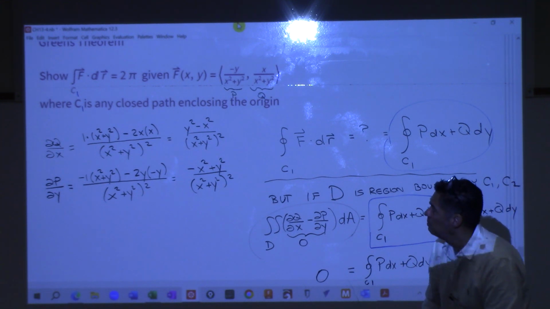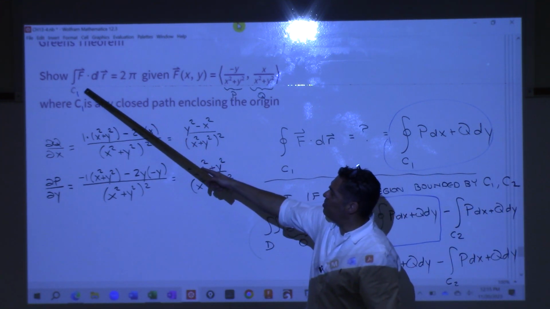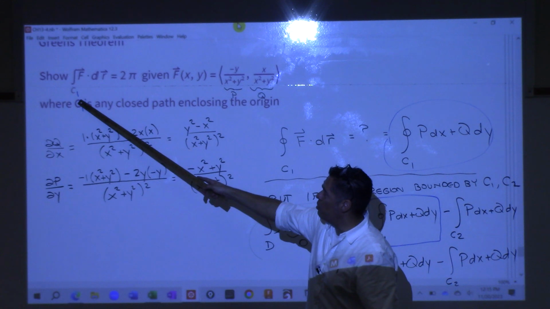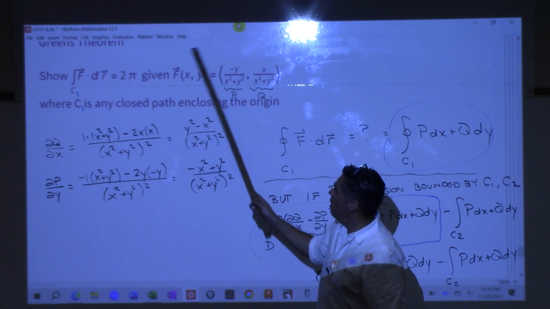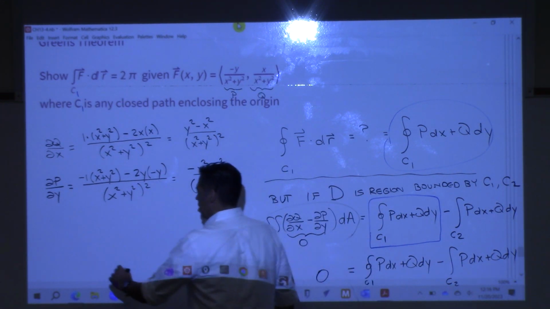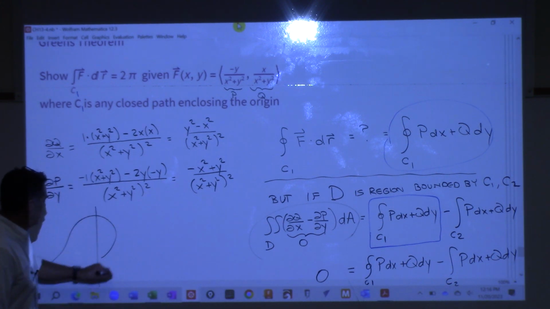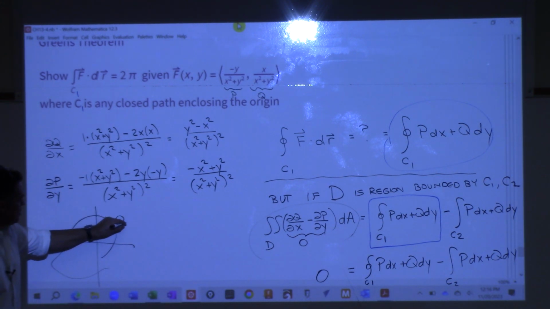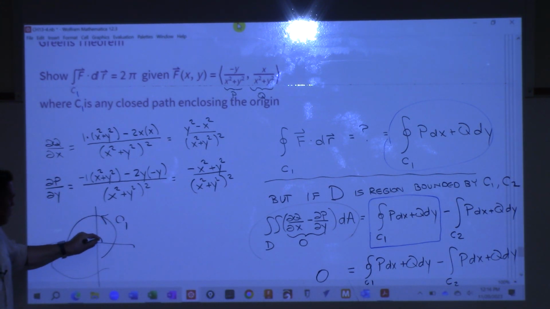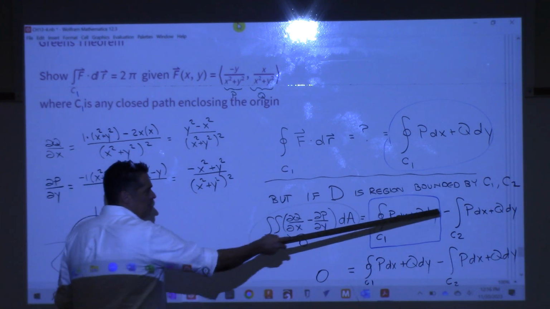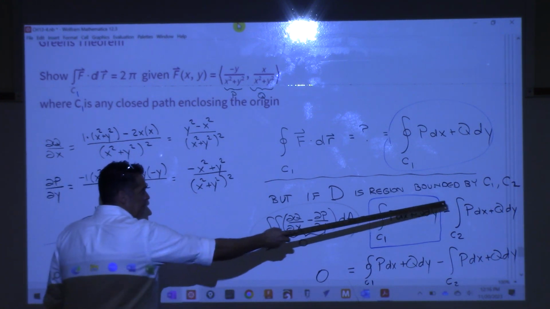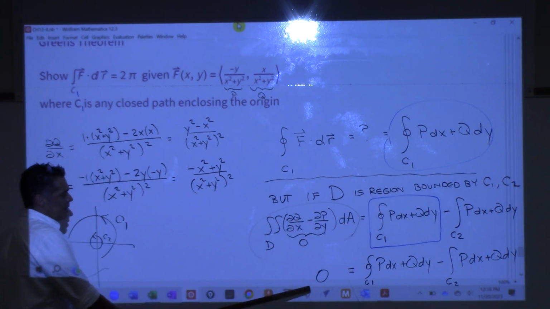The original problem, right? I changed the C to C1 because of my drawing. I want to show that that's 2 pi on that field. So I drew my C, arbitrary, contained the origin. I called that C1, went counterclockwise. I drew a circle in here of radius A. I called that C2. And then I could write this line down right here, right? That calculates to be 0.